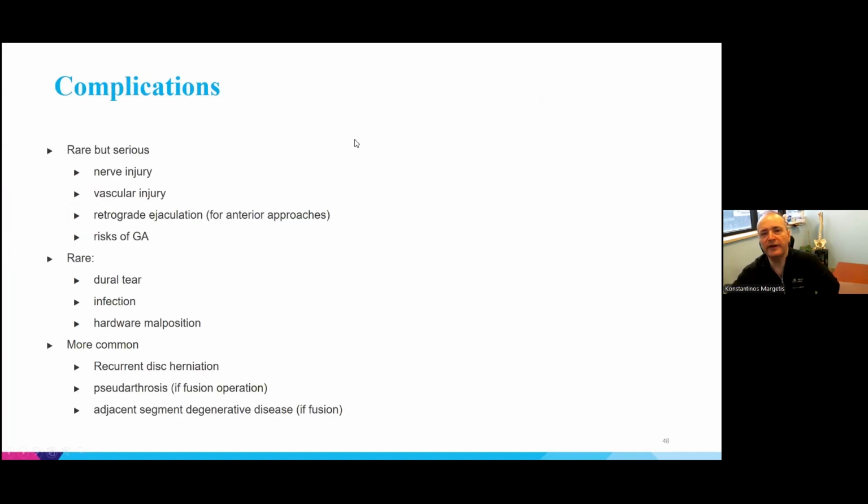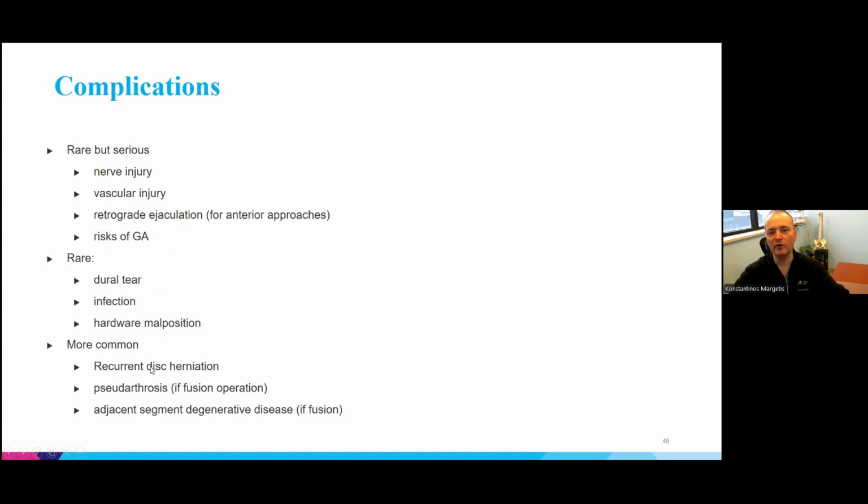And the complications of any spine surgery, there are some rare complications, but we need to disclose these to the patient because they're very, very serious, like injury to the nerves, to the blood vessels. For anterior approaches, there might be sexual dysfunction for men. And then there are the risks of general anesthesia, like an allergic reaction. Then there are some rare complications like dural tear, infection, malpositioning of the screws in the case of fusion.